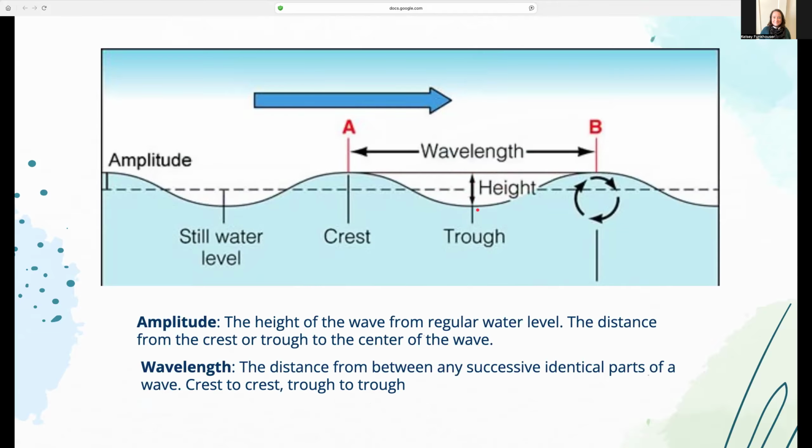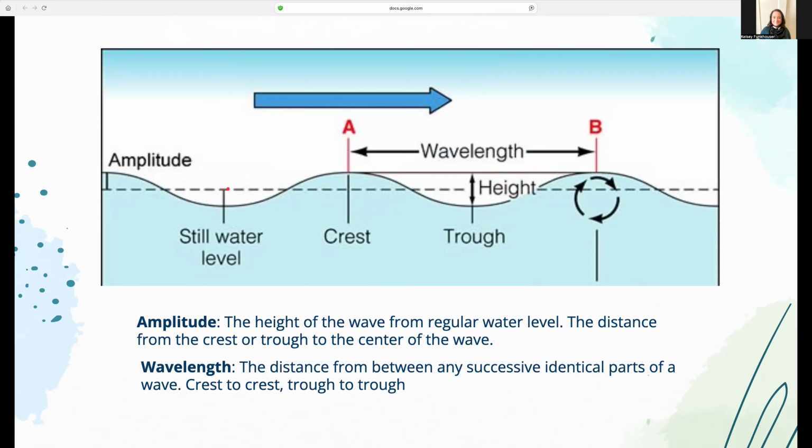So let's look at some more features. There's also the amplitude, and it's a little hard to tell what this is indicating, but the amplitude is how tall the wave is, how far away it gets from that still water level. So the distance from the crest or the trough to the center of the wave line. So distance from here to the center line or from here to the center line.